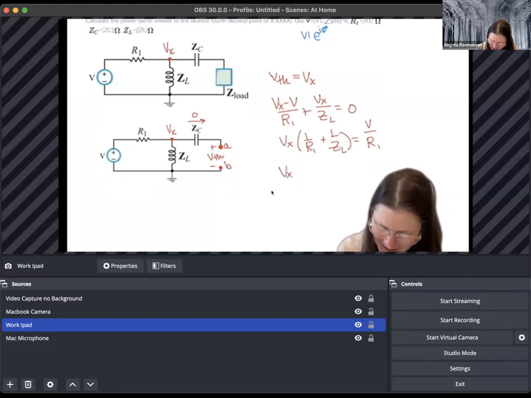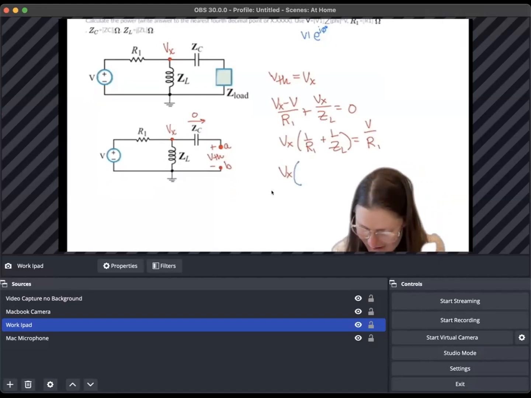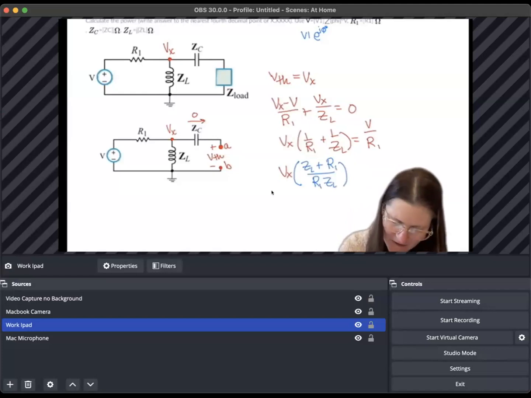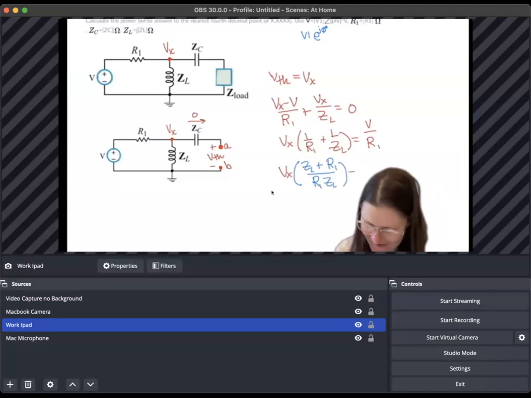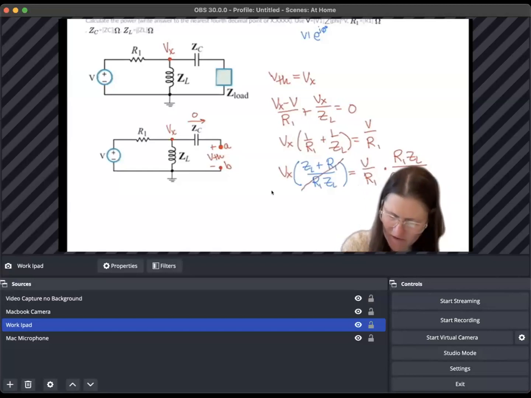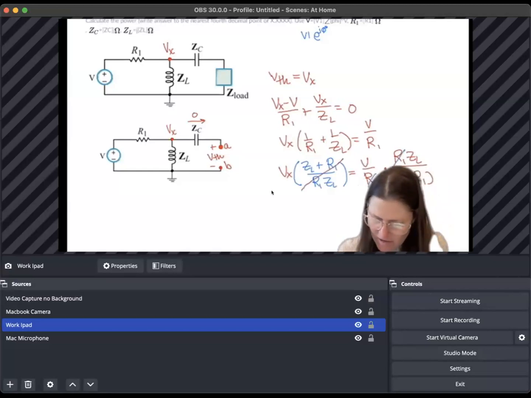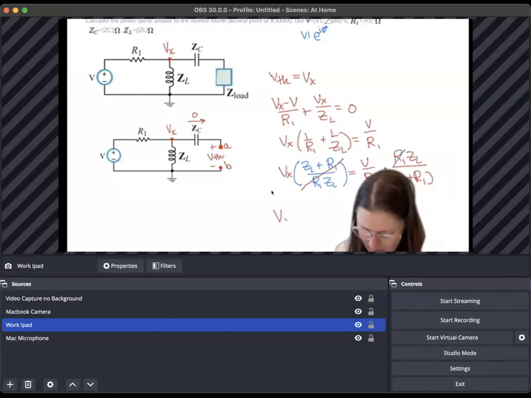You want me to do it that way? Oh no, you can do it your way because ultimately it'll be the same symbolic. Yeah, (ZL plus R1) over R1 ZL. Yeah, let's go! I can do basic math. Yay. So V times R1 times ZL over R1. And then the R1s cancel. Okay, VZL over... I'm so happy. Okay, sweet.